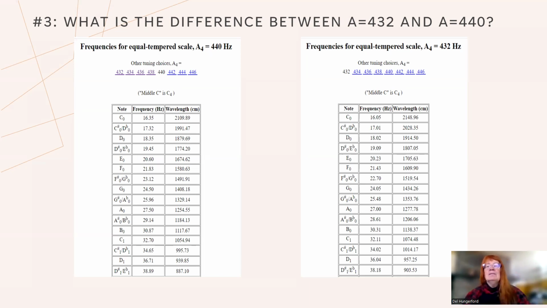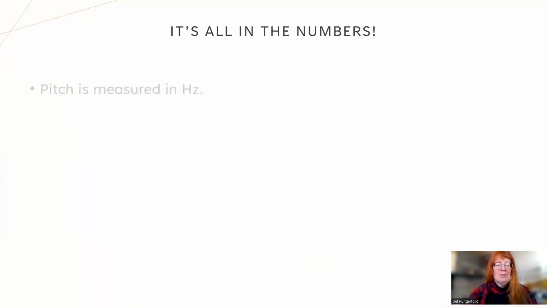Now look at it in the 432, 16.05. So you're going to notice that there is a 0.20 difference in hertz, which may not seem like a lot. But as you notice, as you go further up this chart, it's going to change. The ratio distance stays the same, but the distance gets wider, simply because the numbers get higher and bigger. So it's a mathematical thing. It's all in the numbers.